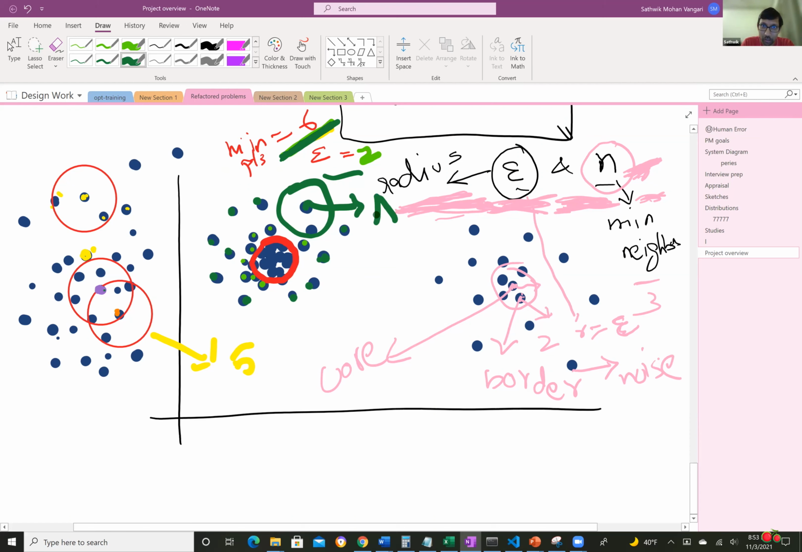Let's call this point A, okay? Now A doesn't have 6 neighbors. And is A a neighbor of a border point? No, right? Is it a border point? No, because it's not a neighbor of a core point. A border point is a neighbor of a core point. A noise point is a neighbor of nothing. Basically, it doesn't satisfy both conditions, which are the minimum number of neighbors and being in the vicinity of a core point or a border point. Make sense?